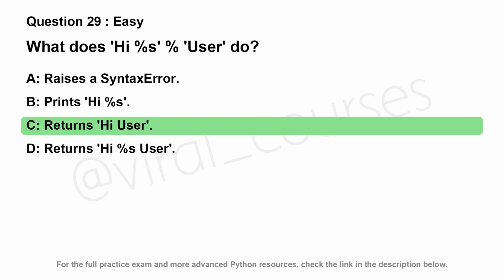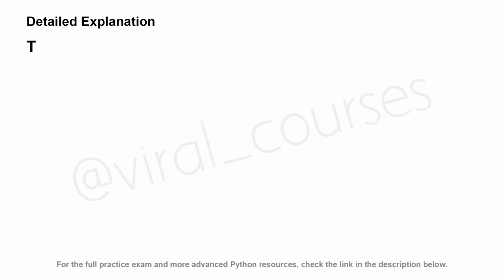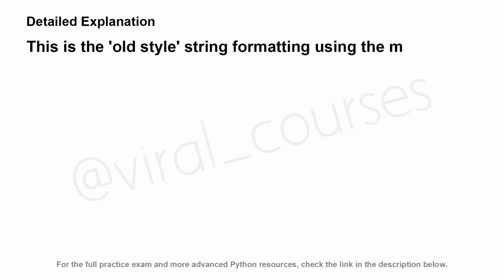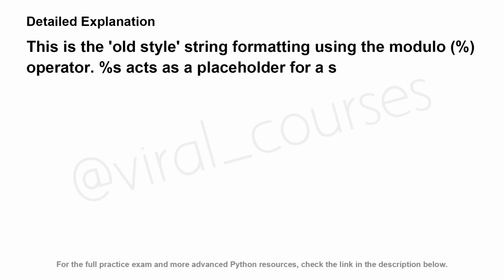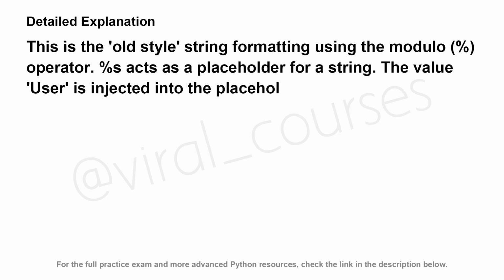The correct answer is C. This is the old-style string formatting using the modulo % operator. %s acts as a placeholder for a string. The value 'user' is injected into the placeholder.